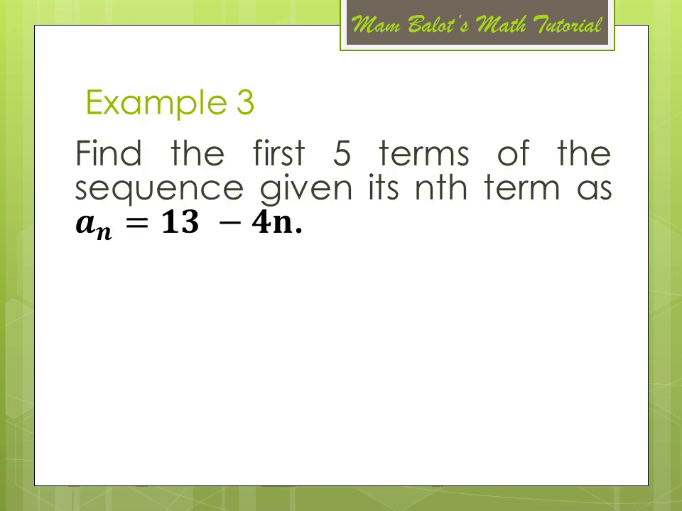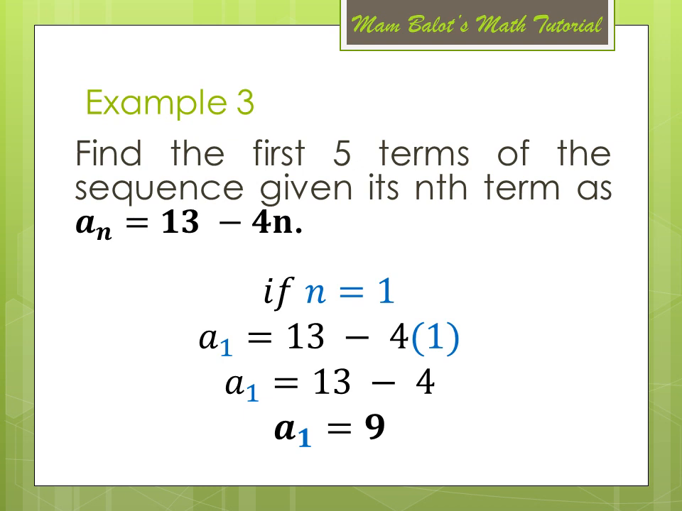The next example, we have this one. Find the first 5 terms of the sequence given its nth term a sub n is equal to 13 minus 4n. So in this pattern, we will be finding a sub 1 up to a sub 5. If n is equal to 1, we will substitute 1 to n. So that would be a sub 1 is equal to 13 minus 4 times 1.